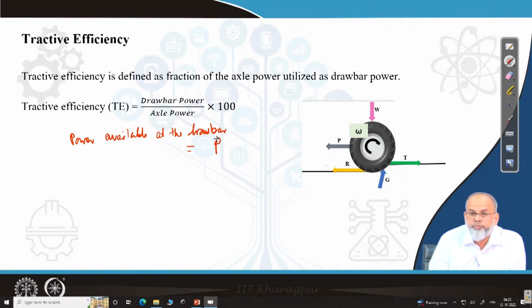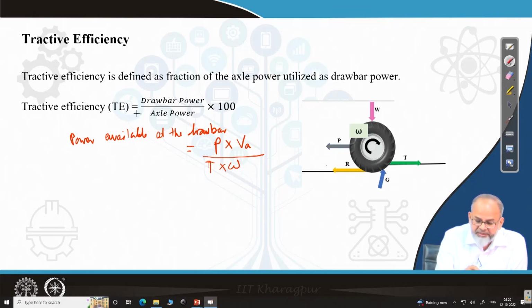This will be equal to P into VA, where VA is the actual velocity. So this becomes your power available at the drawbar. Now what is axle power? Input axle torque is denoted as T into omega, where omega is the angular speed. So I can write the expression for tractive efficiency as P into VA by T into omega.